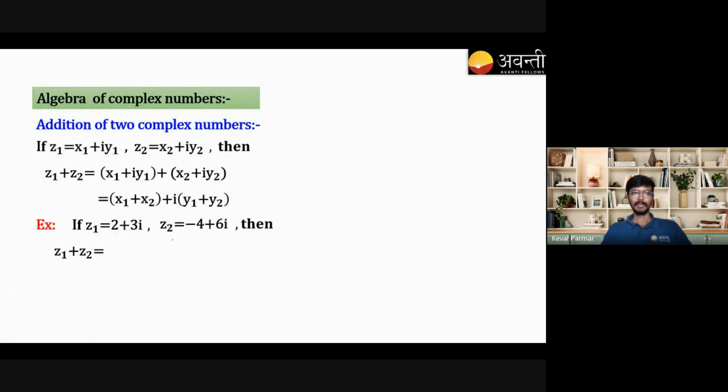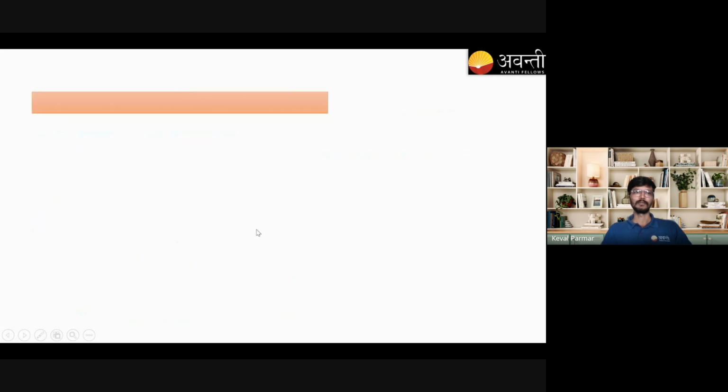It will be 2 minus 4, which is minus 2, and then 6i plus 3i, which is 9i. So our answer would be minus 2 plus 9i. Very simple, guys. Very basic calculations. Let's see the next one.